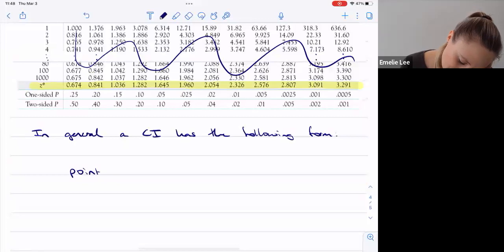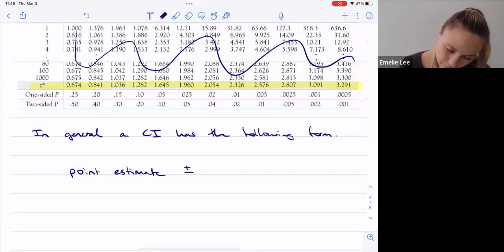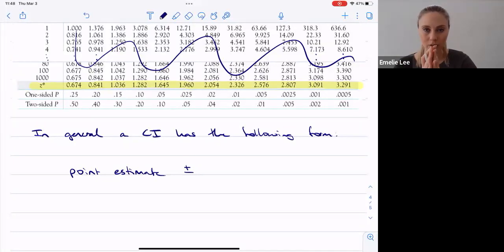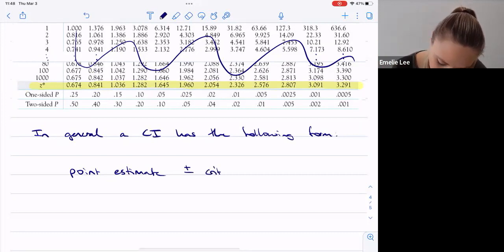It's going to be a point estimate plus minus, because we're going to use that point estimate as our best guess, and then we're going to build an interval around it, right? So we're going to go down a little, up a little, and we have to go in equal distance, of course. And it's going to be a point estimate times the critical value times the standard error.